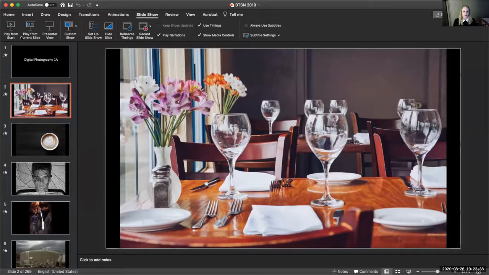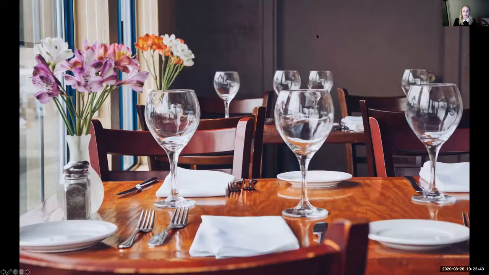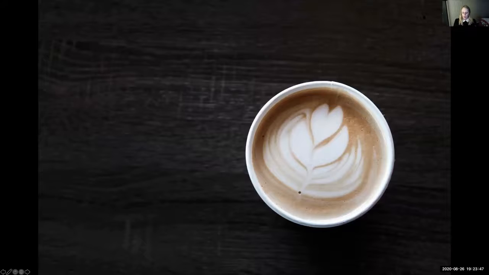Let's take a look at some of their stunning photography over the past couple of semesters, and we will start from here. My students are extremely talented. They take such beautiful photographs, and I'm very, very proud of them.